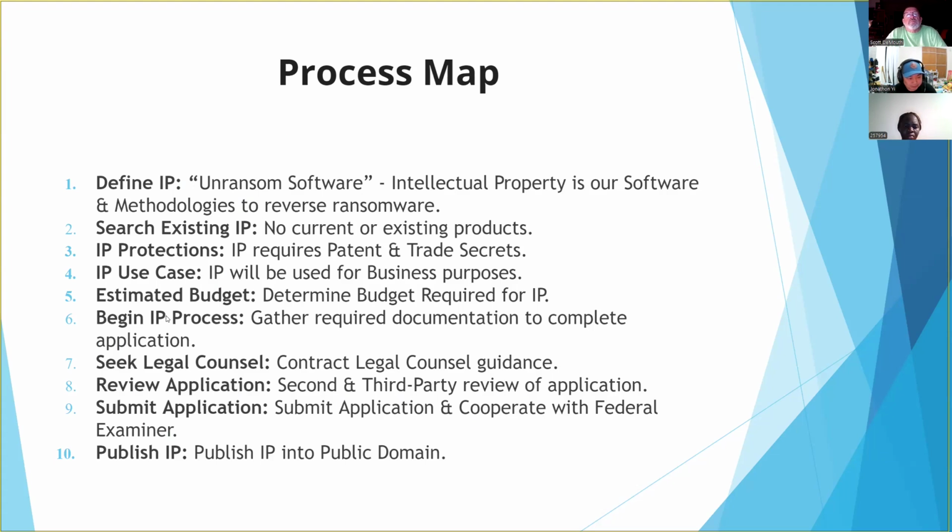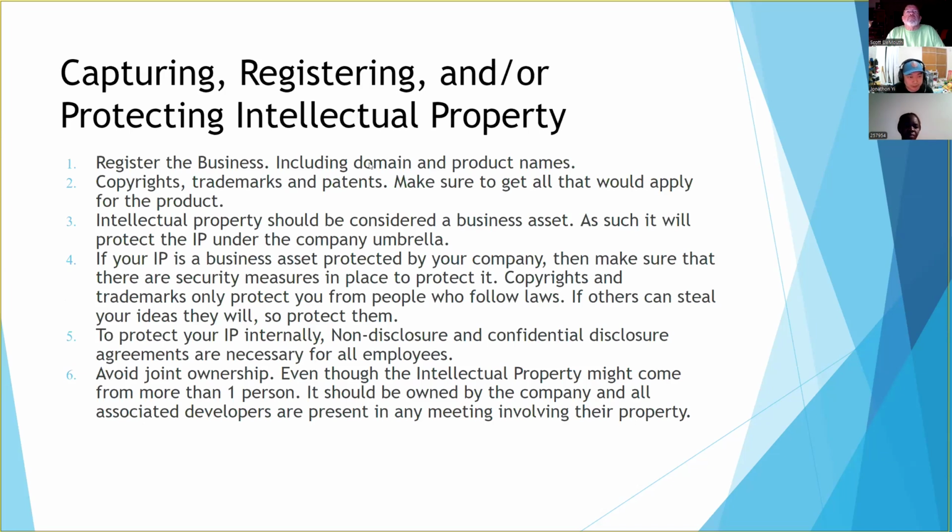And once we get all that sorted out, we'll begin the IP process and we'll also contact a legal counsel to guide us through that application. And then finally, once we've filled out the application, we can review it through second and third party review, just so we get everything correct. And then finally submit the application. And we expect to fully cooperate with the federal examiner, who will hopefully approve our application the first try. And then finally, we can publish the IP into public domain. Next, I'll pass it on to Scott, who will be talking about the capture, register, and protection of intellectual property.